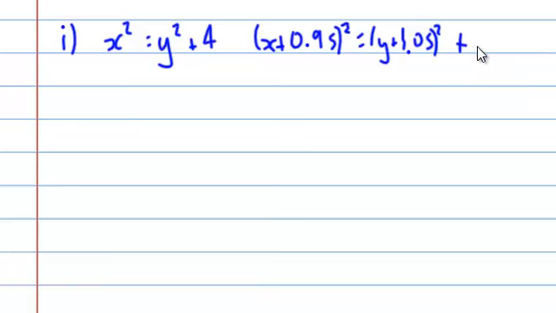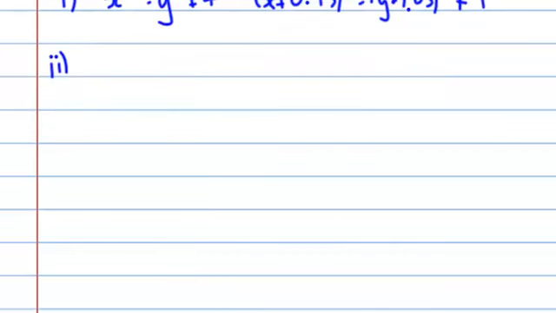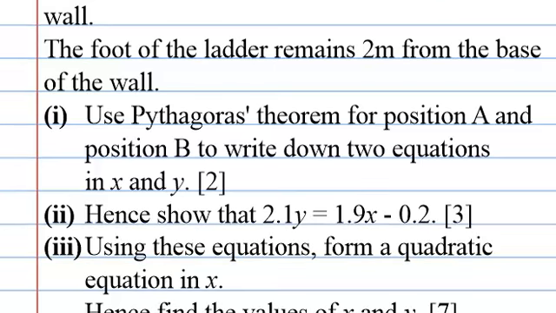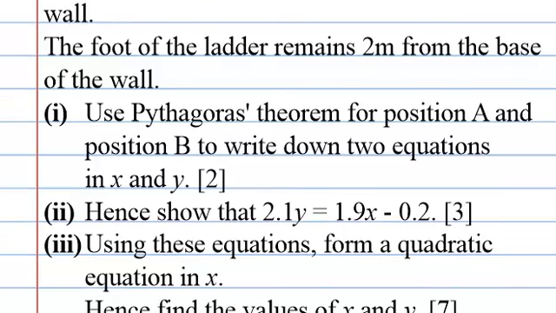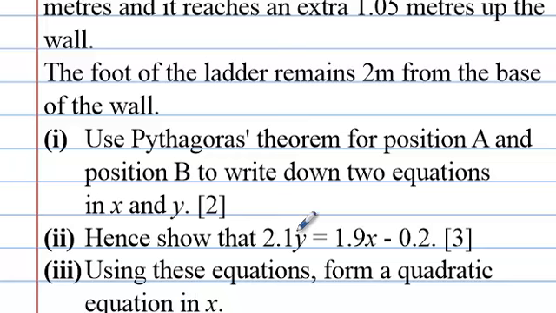And plus 2 squared, which is 4. So there's two equations. That's part 1 done. For part 2, show 2.1y equals 1.9x. So what I notice here is that there are no x squareds or y squareds anymore.